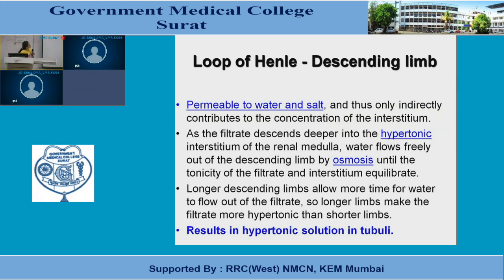Now, as the filtrate goes deeper into the hypertonic interstitium of the renal medulla, water will flow freely out of the descending limb by osmosis until the tonicity of the filtrate and the interstitium are equal. This is called osmotic equilibrium, which again results in a hypertonic solution in the tubule, which we will go into in detail later on.